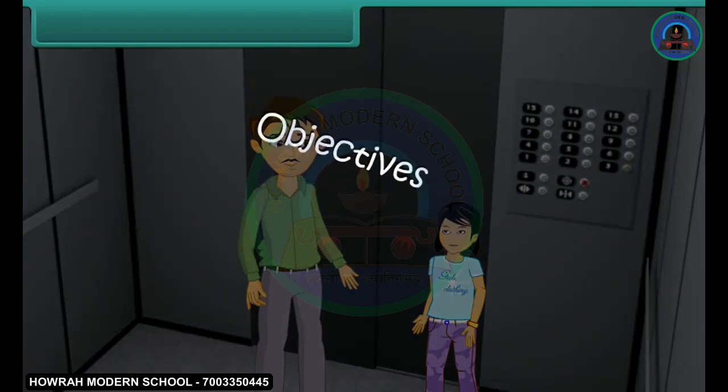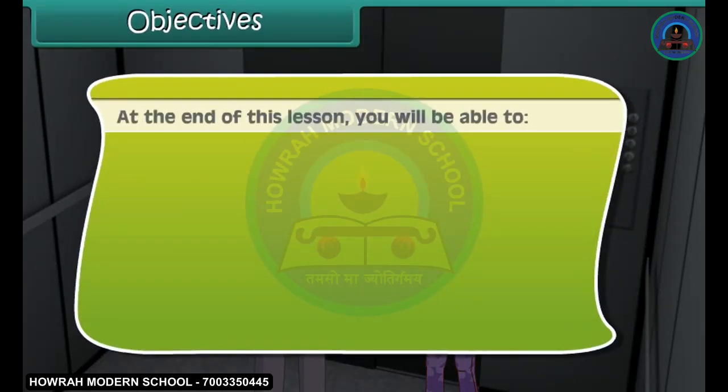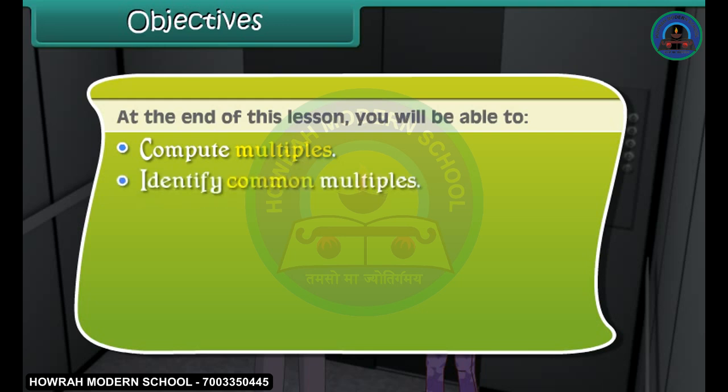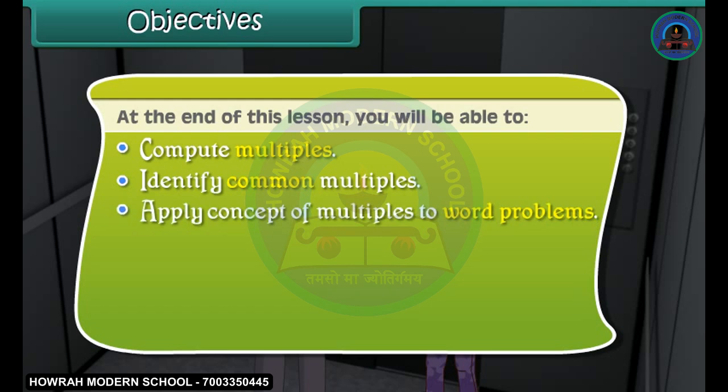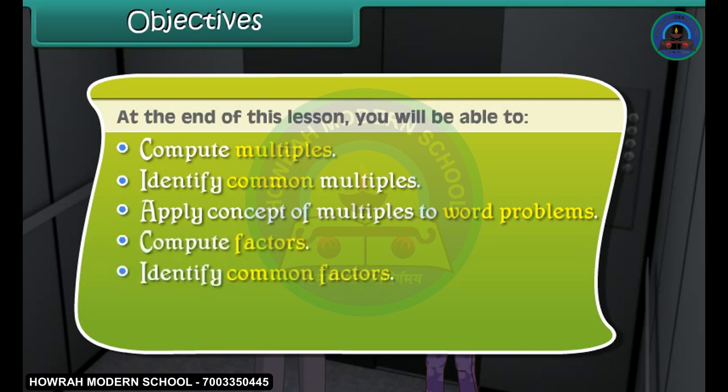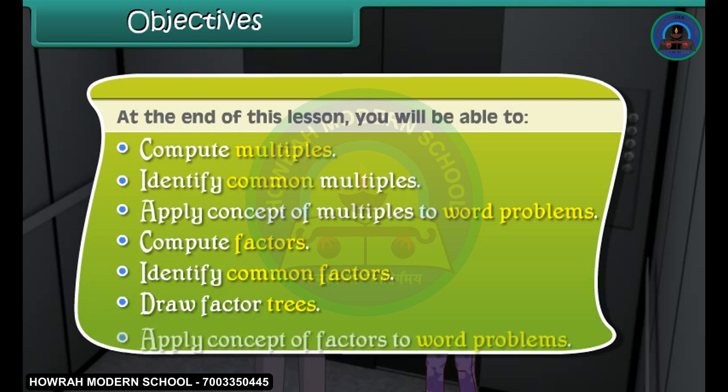Objectives. At the end of this lesson, you will be able to compute multiples, identify common multiples, apply the concept of multiples to word problems, compute factors, identify common factors, draw factor trees, and apply the concept of factors to word problems.